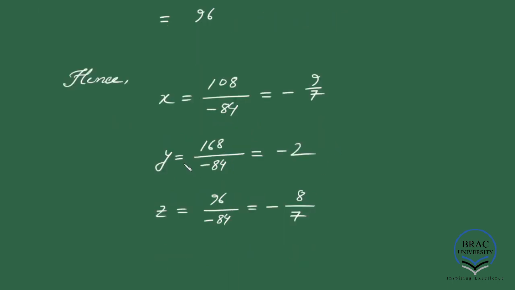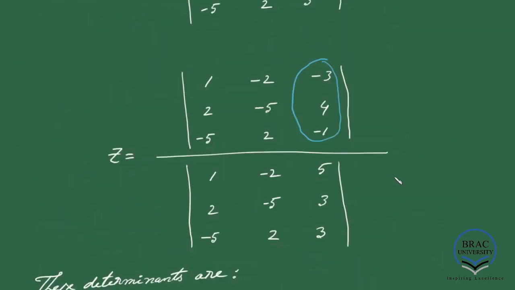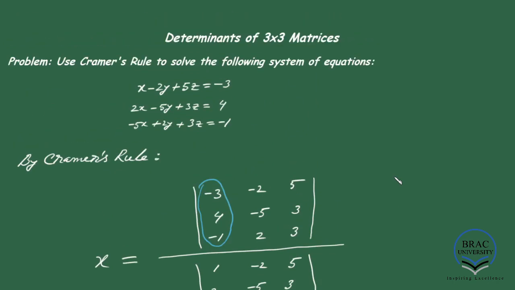Likewise, we can plug in the values of the denominator and the numerator for y and z, and we can solve for x, y, and z, all of them. That's how we can solve for x, y, and z, which means we just solved the system of linear equations that we were given to begin with.